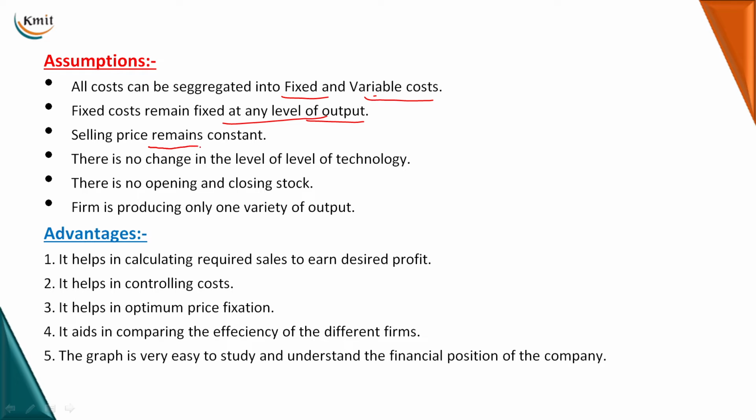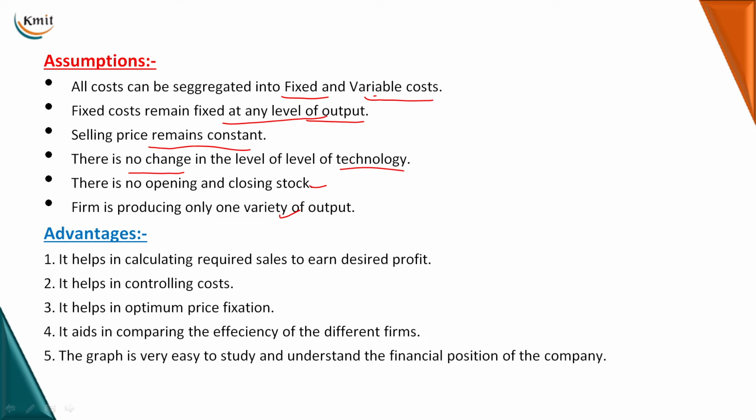Selling price remains constant. There is no change in the level of technology, and there is no opening stock and closing stock. Firm is producing only one variety of output. So break-even analysis technique or tool can be only useful when the firm is indulged in producing one single variety of a product or a service.